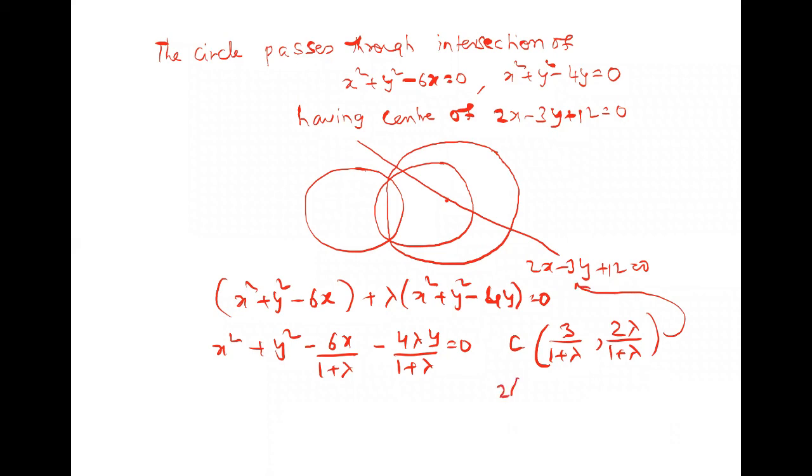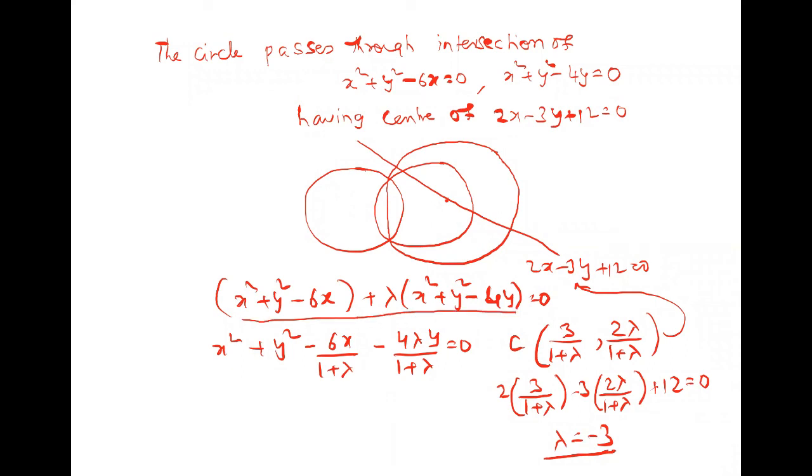Okay, 2 into 3 by 1 plus lambda minus 3 into 2 lambda by 1 plus lambda plus 12 equal to 0. We get lambda is equal to minus 3. Substitute back in the circle equation, you get the required equation. This was also JEE Mains 2020.